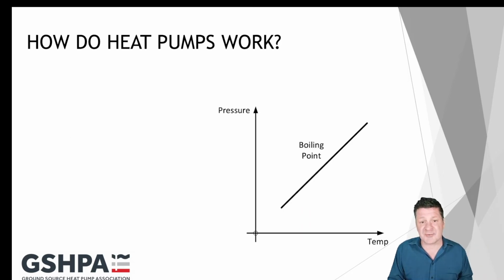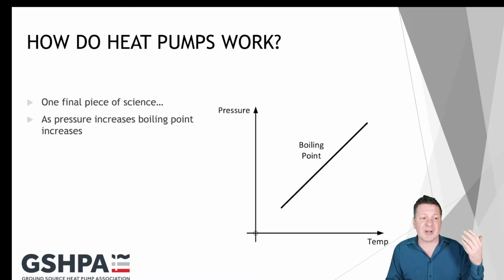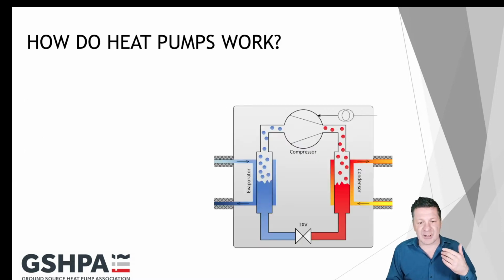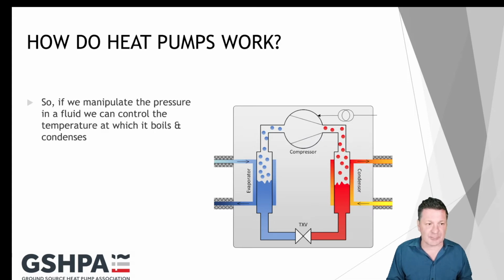There is one other bit of physics we need to understand to describe how a heat pump works, and that's as the pressure increases, the boiling point increases, and as the pressure decreases, the boiling point also decreases. And so if we design a heat pump to manipulate that pressure, then we can manipulate the point at which the water or gas changes phase from liquid to gas and vice versa. And that's what a heat pump does. We manipulate the pressure in the fluid to control the point at which it boils and condenses.